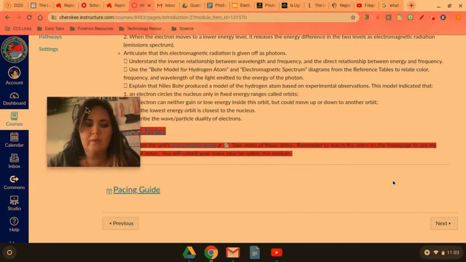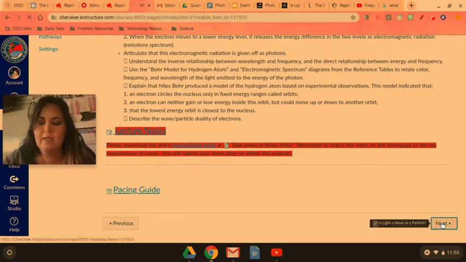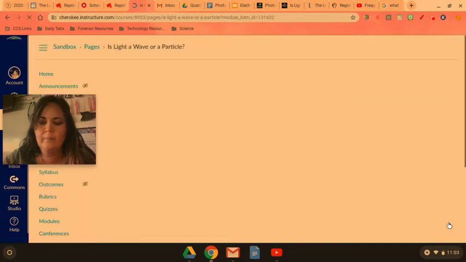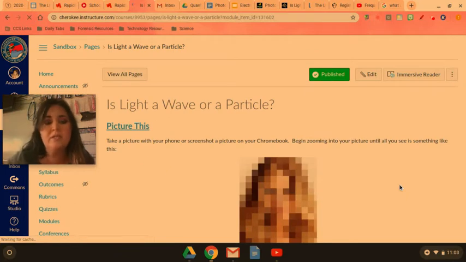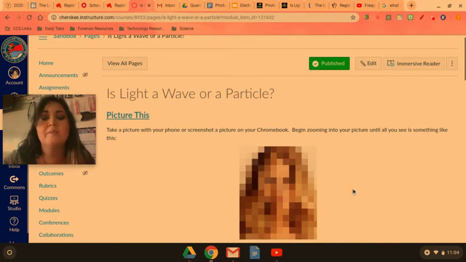So let's go over here. Go to the next page. Okay, so the first question is: is light a wave or is it a particle? And we already know that it's both. I want you to take a moment before we get in depth, and either take a picture on your phone or screenshot a picture on your Chromebook and just keep hitting zoom. Zoom in, zoom in, zoom in until all you see is particles. You're going to see blocks, essentially. It becomes pixelated.